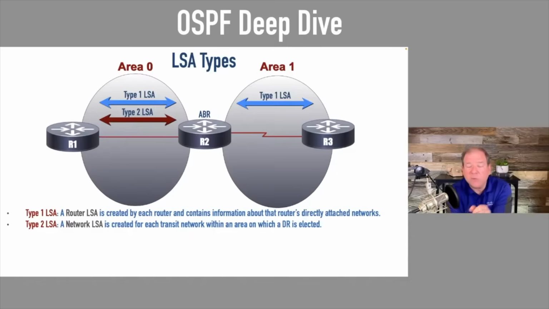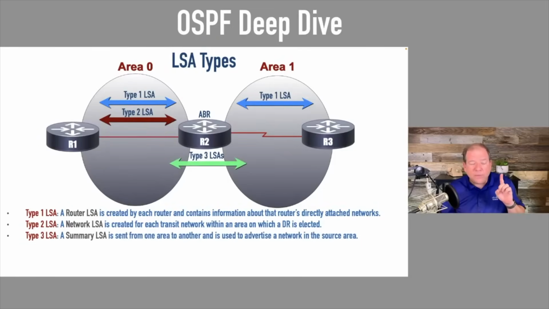But I said the link between R2 and R3, that's a point-to-point link. As we'll see later, they don't elect a DR. So notice on screen, I show a type 2 LSA for area 0. I'm not showing a type 2 LSA for area 1 because there's no DR elected on that link. Now, here's where things get interesting. How do we let area 1, or rather, how do I let area 1 routers know about networks available in area 0?